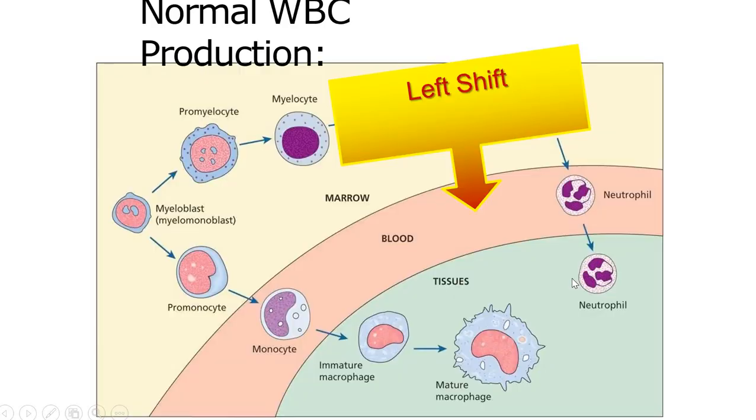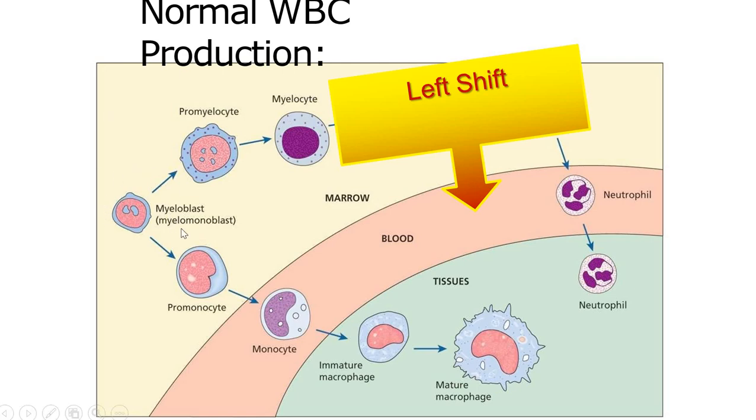So moving on to the next slide. This slide tells us about the production of WBC. The primitive cell, or the first cell from which each WBC arises, is referred to as the myeloblast or the myelomonoblast.